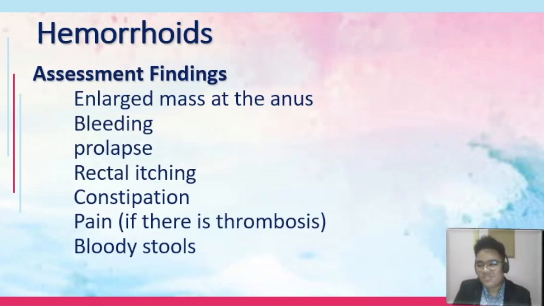Assessment findings. There's an enlarged mass at the anus. There's sometimes bleeding. There may be prolapse, especially if the hemorrhoids is too big. When I say prolapse, the hemorrhoids is going out of the anal cavity. Rectal itching, constipation, pain, especially if there's presence of thrombosis. When I say thrombosis, meaning the blood inside your hemorrhoids is already clotting, and bloody stools.